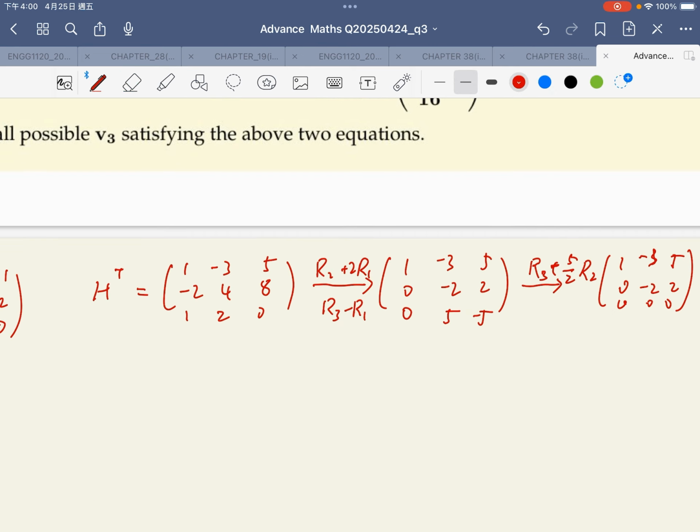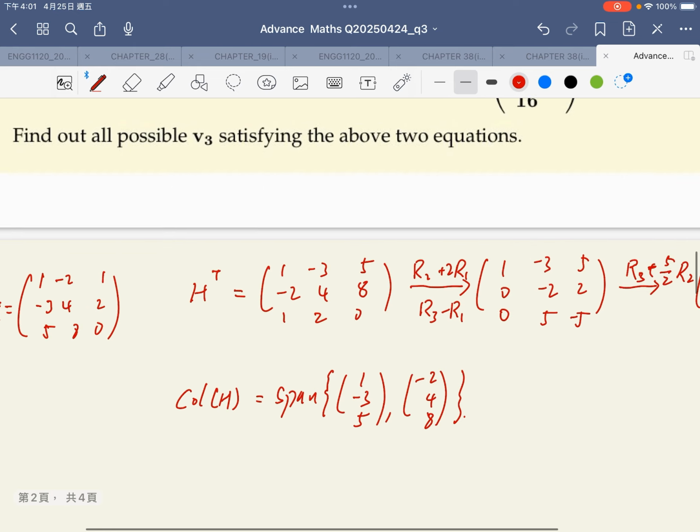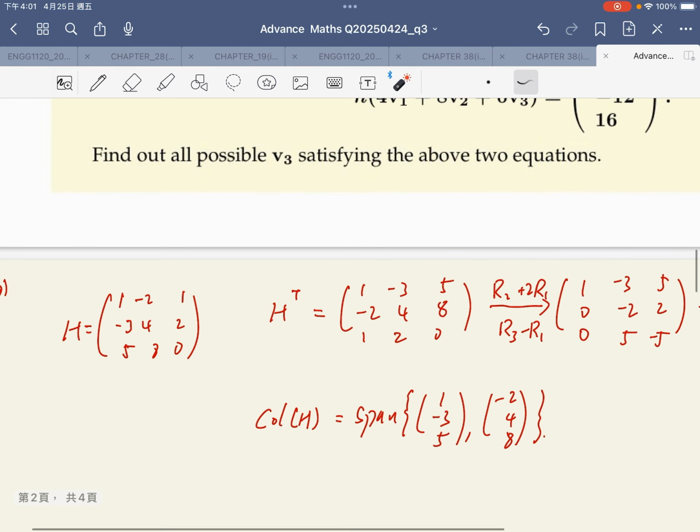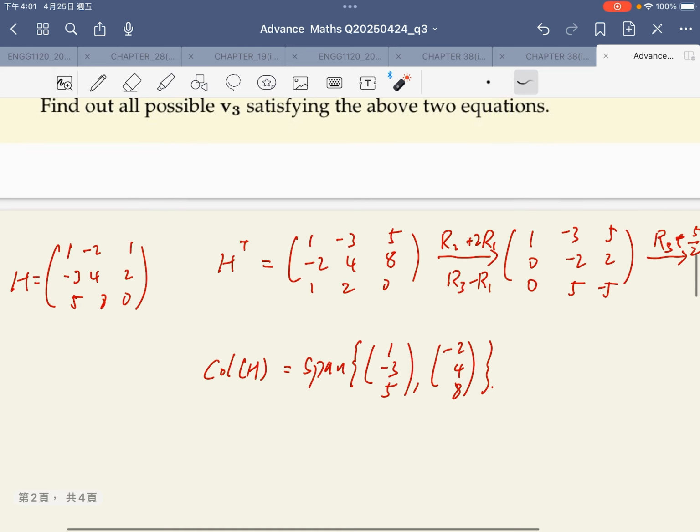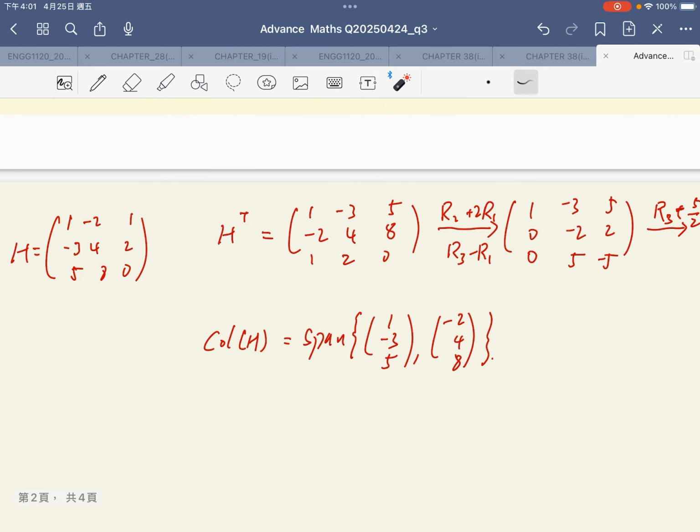That is, the column space of H is actually equal to the span of these two vectors, (1, -3, 5) and (-2, 4, -8). This is the column space; I choose the first two. And for the null space, it means we have to solve the homogeneous system.